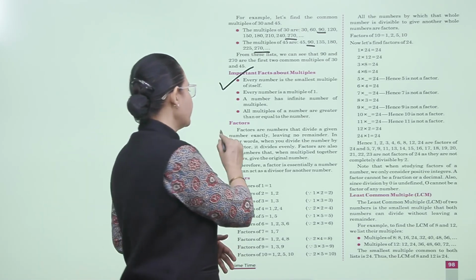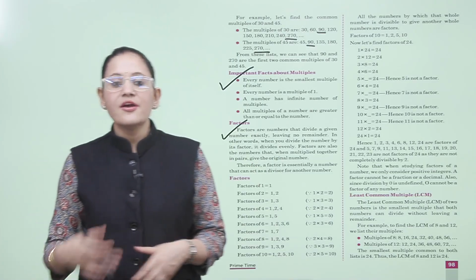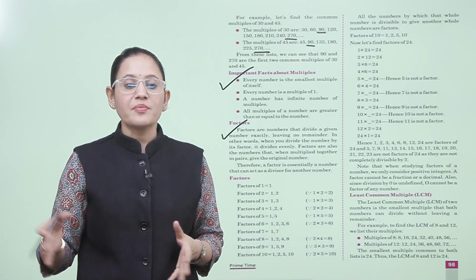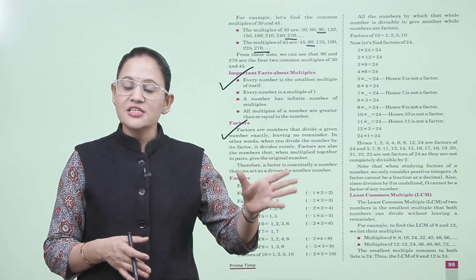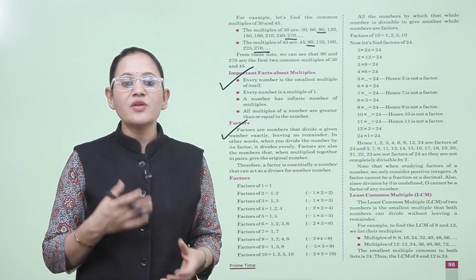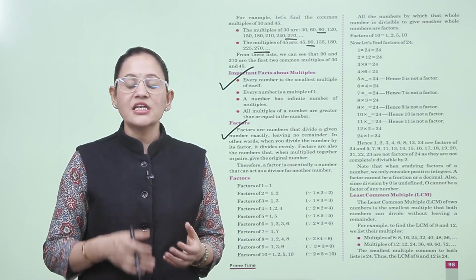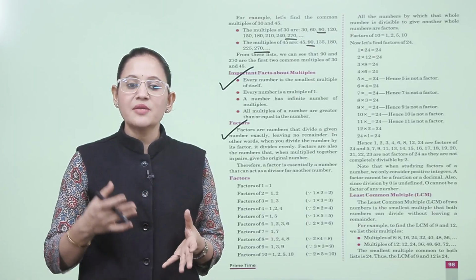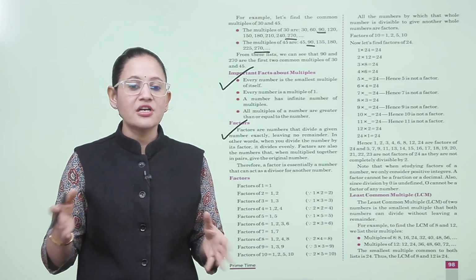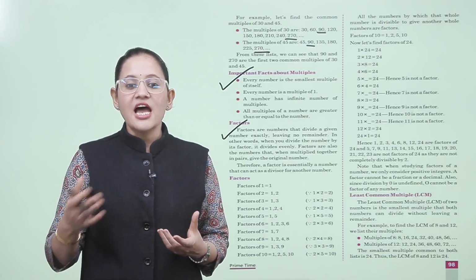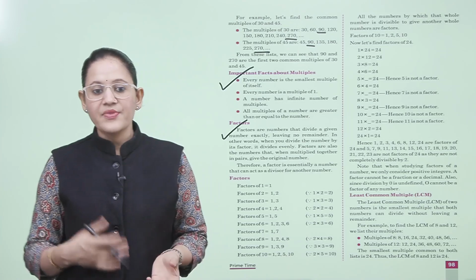Next is factors. Factors are the numbers that divide the given number exactly, leaving no remainder. So factors divide the given number exactly and leave no remainder. In other words, when we divide a number by a factor, it divides evenly. Factors are also the numbers that, when multiplied together in pairs, give the original number. Therefore, a factor is essentially a number that can act as a divisor for another number.